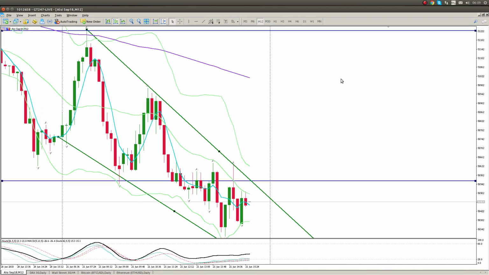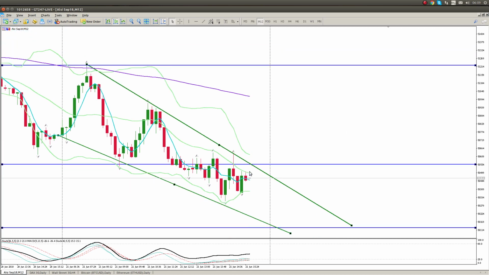Right, so just on the 12 minutes, you can see inside bar, engulfing bar. So we have a potential reversal pattern here on the lower time frames inside the wedge. Okay, so I am looking for longs and it'll be somewhere in this area at the open. So that's my view on the Aussie.